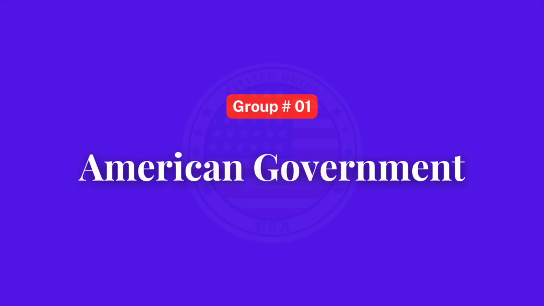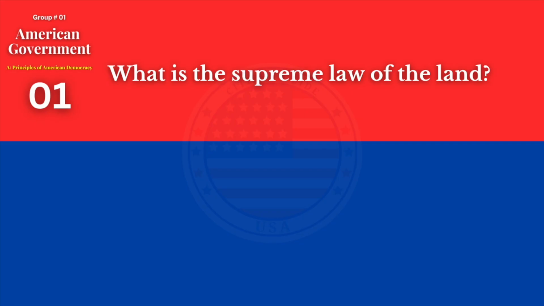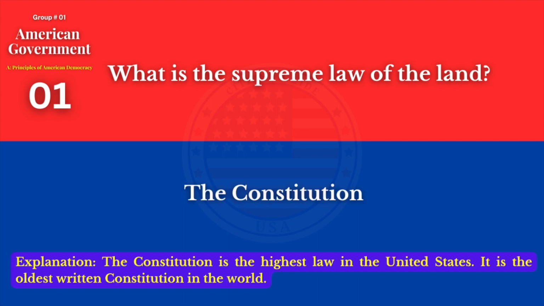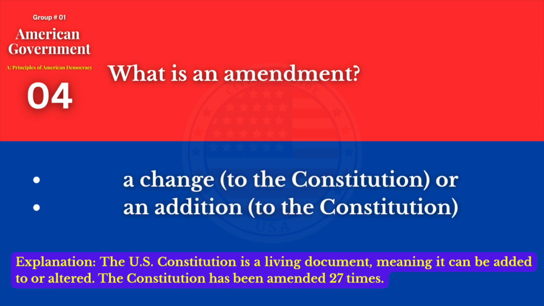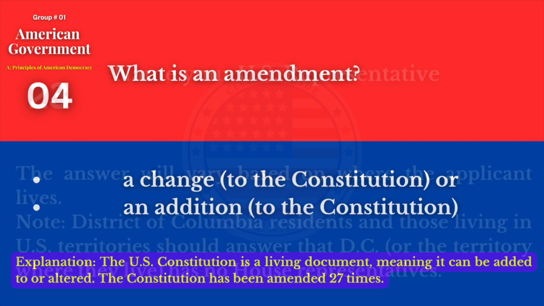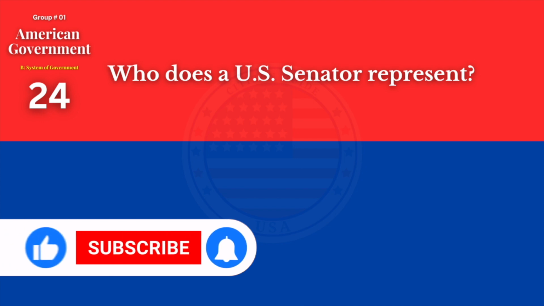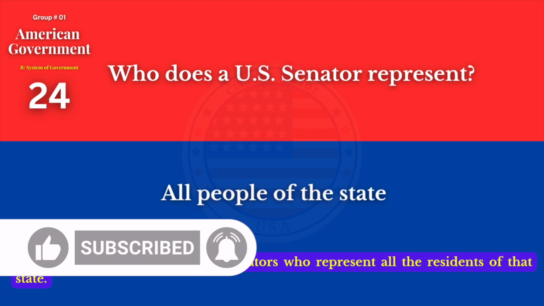Group 1. American government. What is the supreme law of the land? The Constitution. What is an amendment? A change to the Constitution. Who does a U.S. Senator represent? All people of the state.